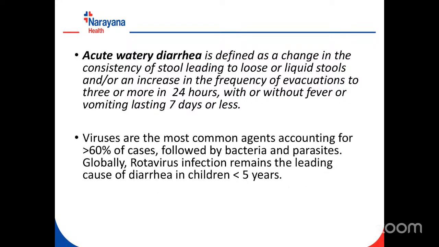Please remember that viruses are the most common agents, accounting for more than 60% of the cases in our day-to-day practice, followed by bacteria and then parasites. Globally, rotaviral infection still remains the leading cause of diarrhea in children less than 5 years of age. A persistent or chronic diarrhea is something that goes on for more than 14 days.